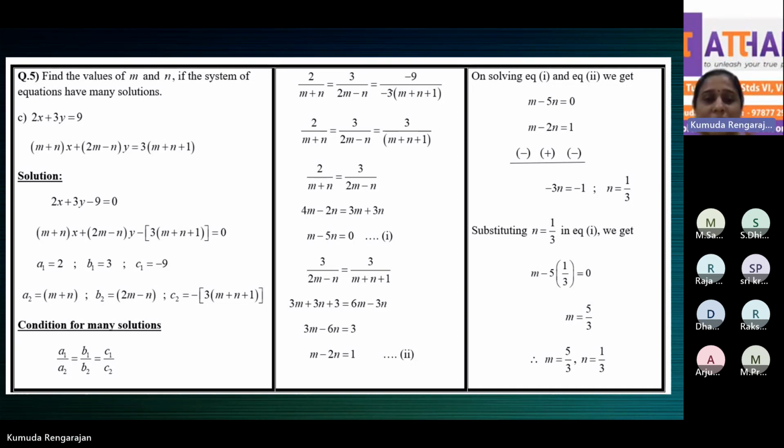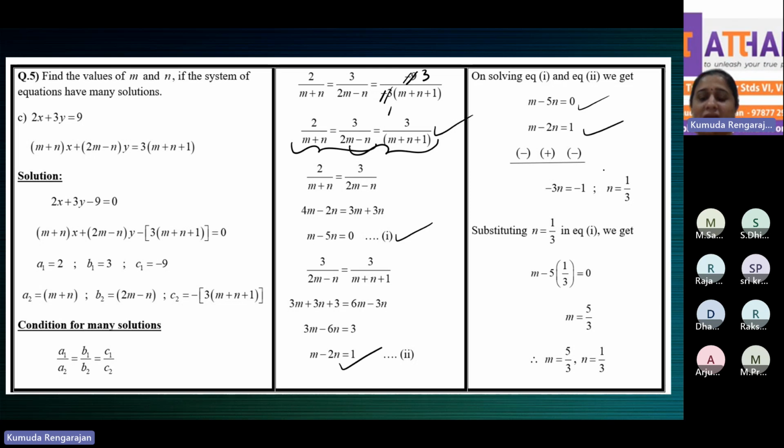So here I've cancelled. Minus and minus gets cancelled after substituting, and then 3 ones are 3, 3 threes are 9. So this is what it looks like after substituting and simplifying. Then I've taken these two, cross multiplied, and got an equation. Then I have taken these two, cross multiplied, got another equation, and solved equations 1 and 2 by the elimination method to find the values of m and n.